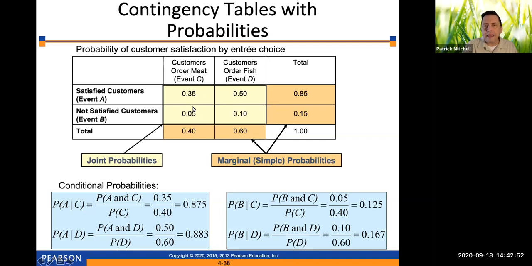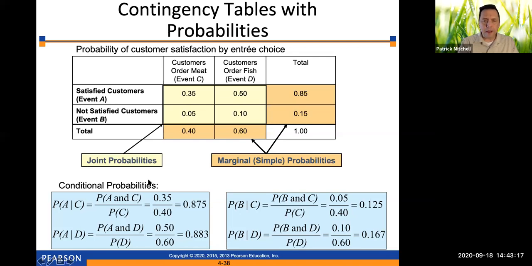So the probability of customer satisfaction by entree choice. In yellow here, you have your joint probabilities, which are your intersections, like the 0.35 is the probability that the person ordered meat and was satisfied. And then down here in orange, you have your simple probabilities. So this one here is the probability that the customer ordered fish.